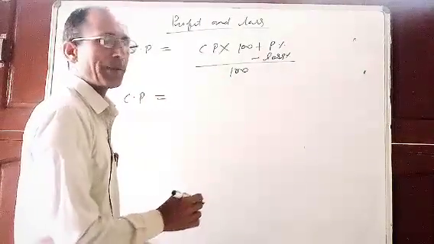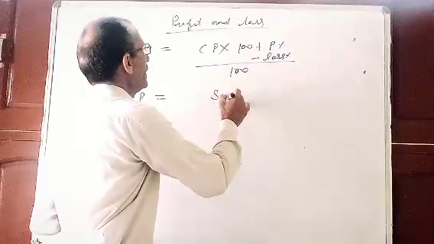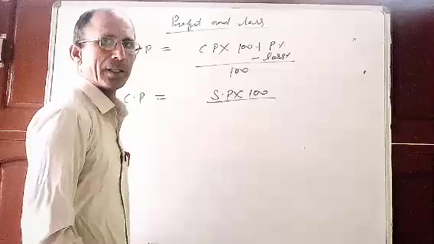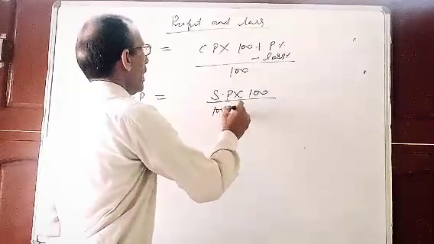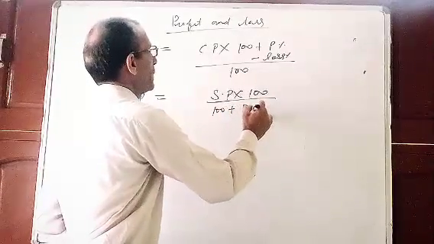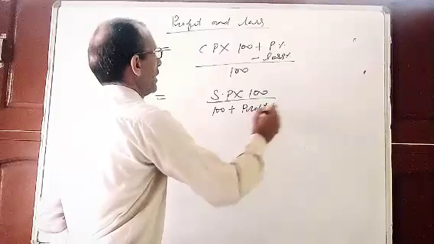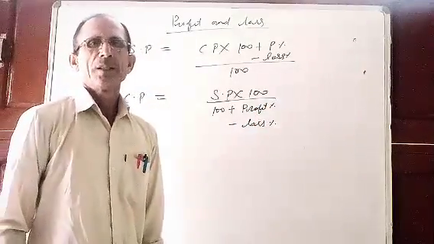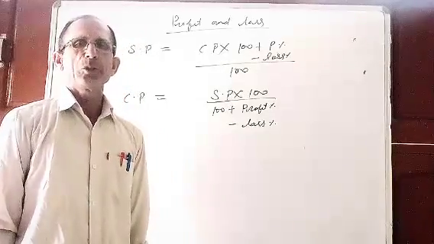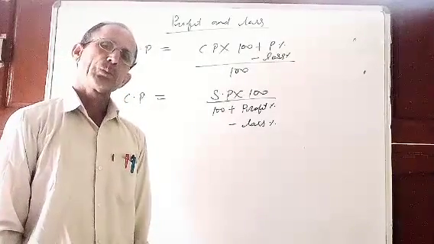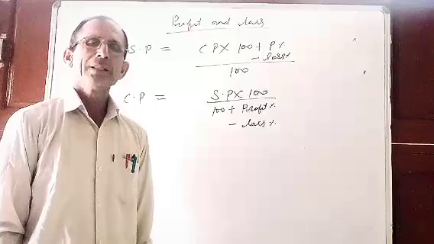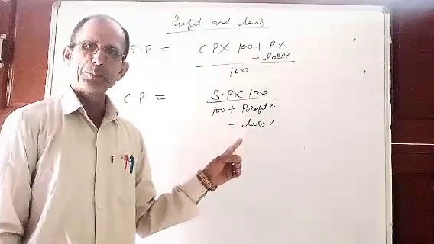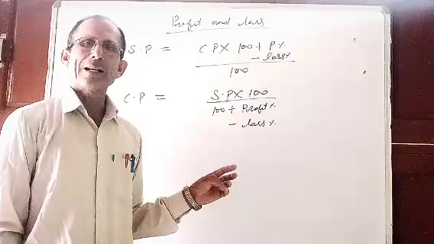If we have to find CP, for finding CP, SP multiplied by 100 upon 100 plus profit percent. If there is loss, use the loss percent. So these are the main points related to profit and loss percent. You have to learn all the formulas and all the main points, then you will start the exercise.